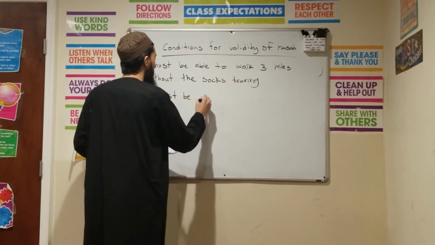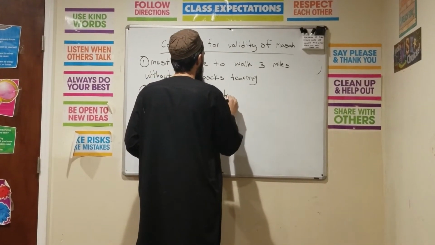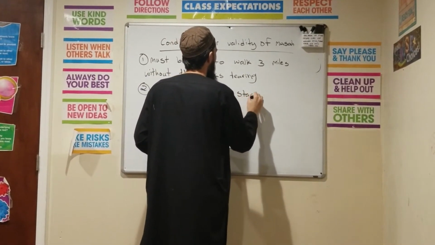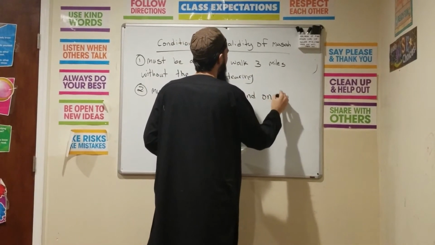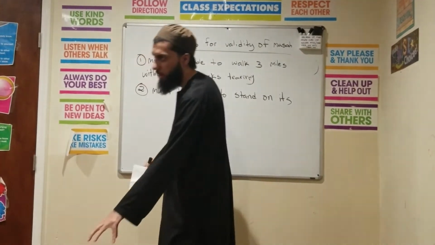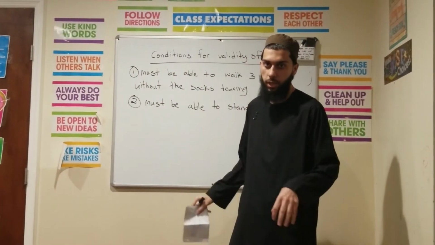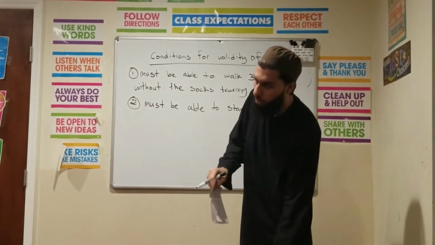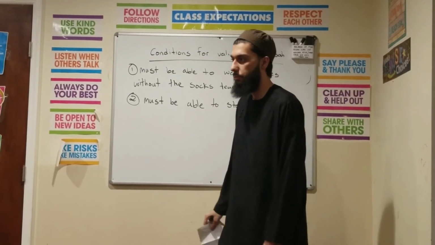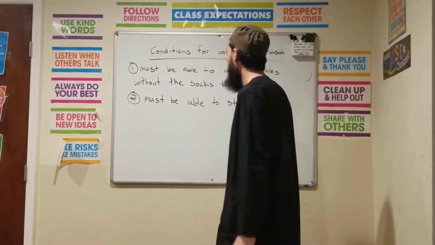The second is that it must be able to stand on its own. For example, if you take leather socks, without wearing them, and just place them on the floor, they're able to stand on their own. The wudhu gear socks are also like this. If you try to make them stand on the floor, they're able to stand on their own. Right? That basically shows that because of the thickness, it is able to do that.